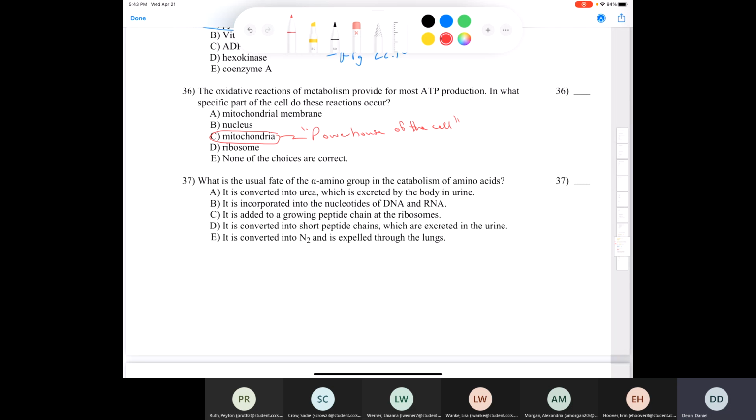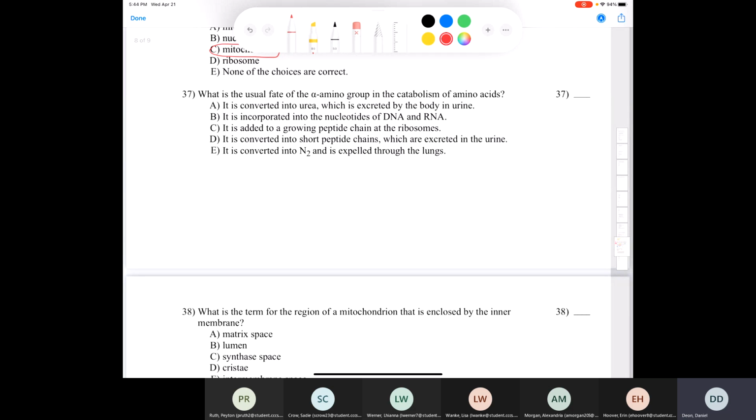The citric acid cycle, all this stuff takes place inside of the mitochondria. That's why the start of chapter 22 begins with a discussion on the mitochondria. Yes, we produce some ATP outside of the mitochondria in the cytoplasm. That's the result of glycolysis. However, most of the ATP that's produced is produced inside of the mitochondria. All right, question number 37 says, what is the usual fate of the alpha amino group in the catabolism of amino acids? And of course, that goes right back to section 22.7 in our textbook, which deals with the degradation of amino acids.